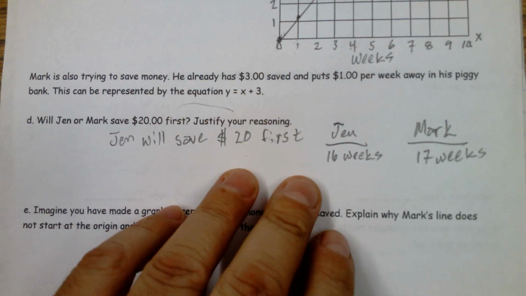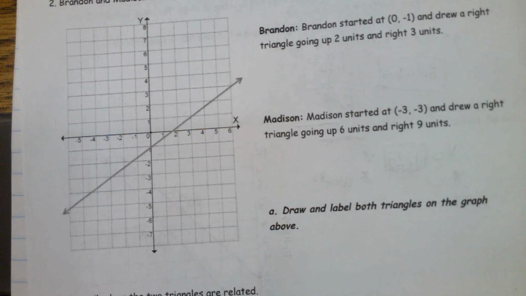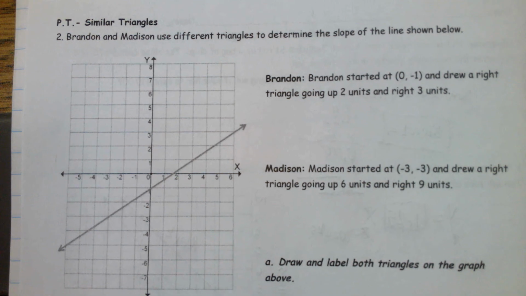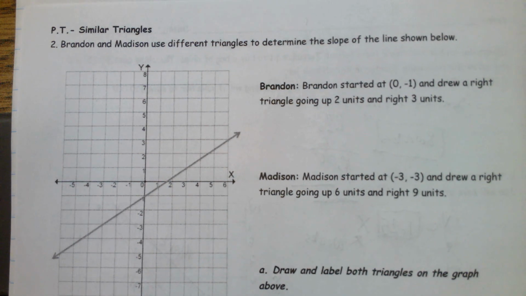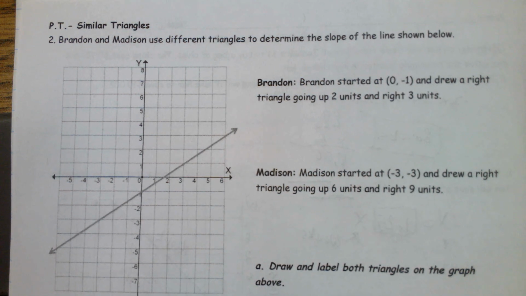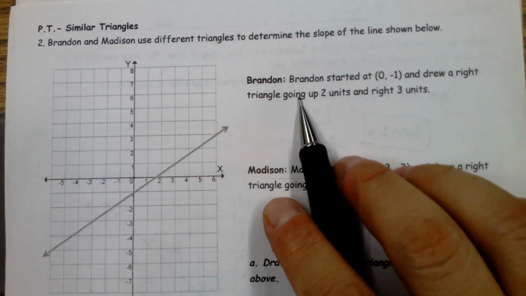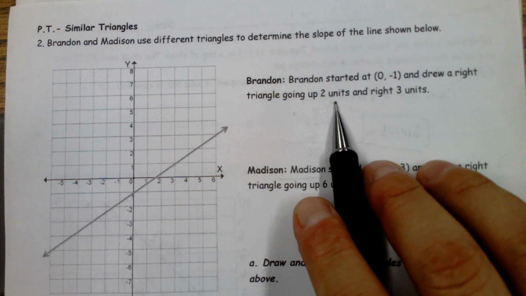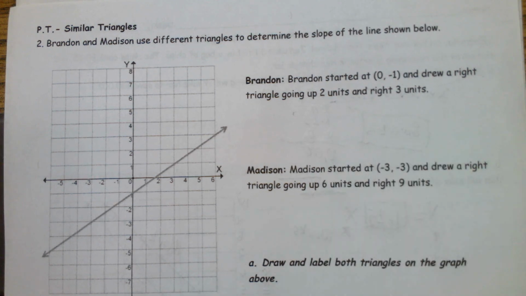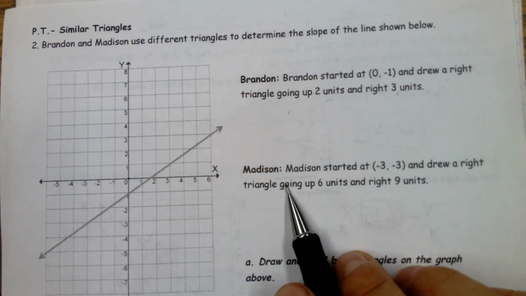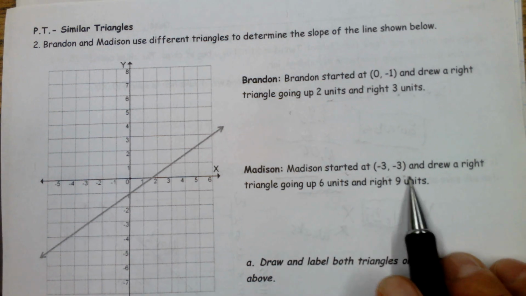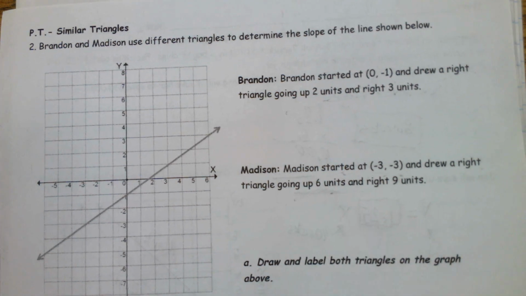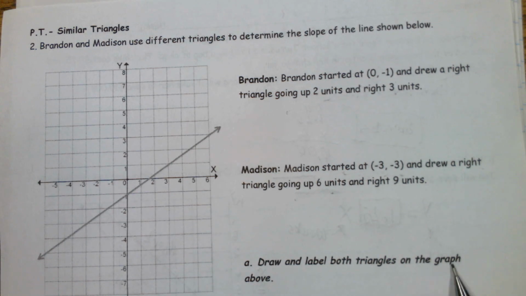Okay. All right, we're going to go on to the other side now. Similar triangles. They're going to walk us through using rise over run to find the slope for this line. So we're going to start with Brandon. Brandon started at 0, -1 and drew a right triangle going up 2 units and right 3 units. Madison started at -3, -3 and drew a right triangle going up 6 units and right 9 units. We're going to draw and label on the graph.